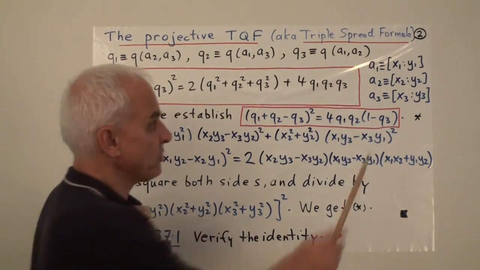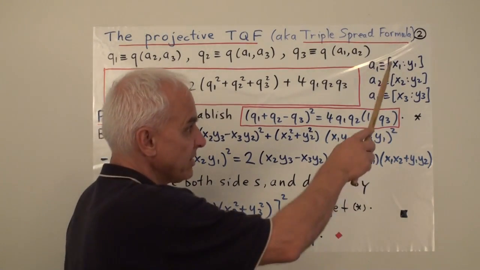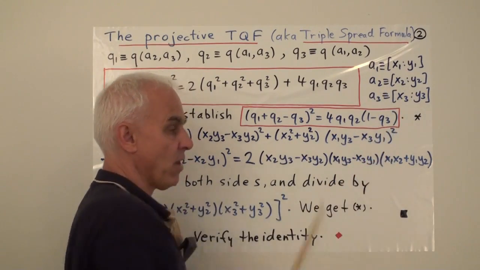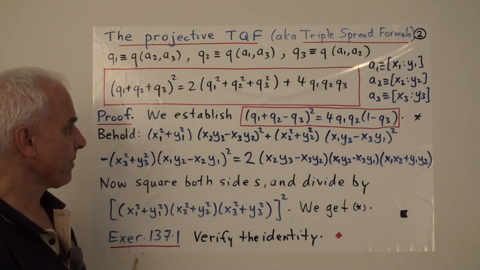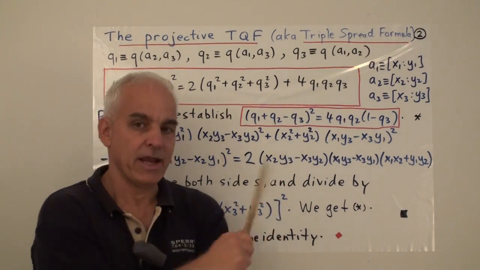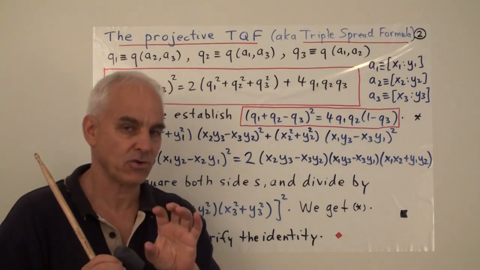So to start, we might as well be specific about what the 3 points are. A1 is (x1, y1), A2 is (x2, y2), A3 is (x3, y3), and we'll express things in terms of those 6 numbers. And what we're going to do is establish not this formula, but an equivalent, rather shorter version of it, which is asymmetrical.